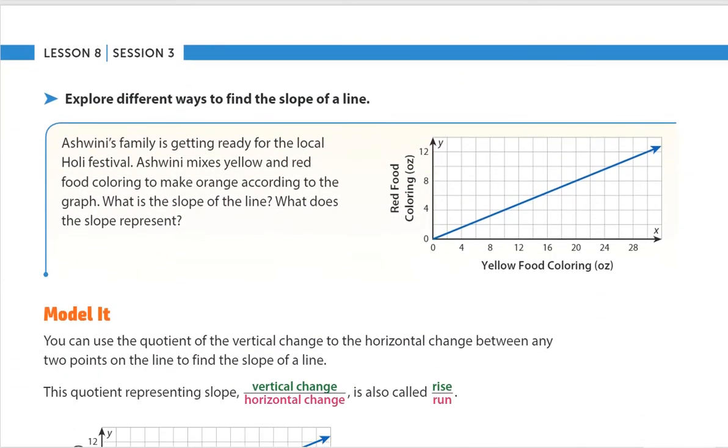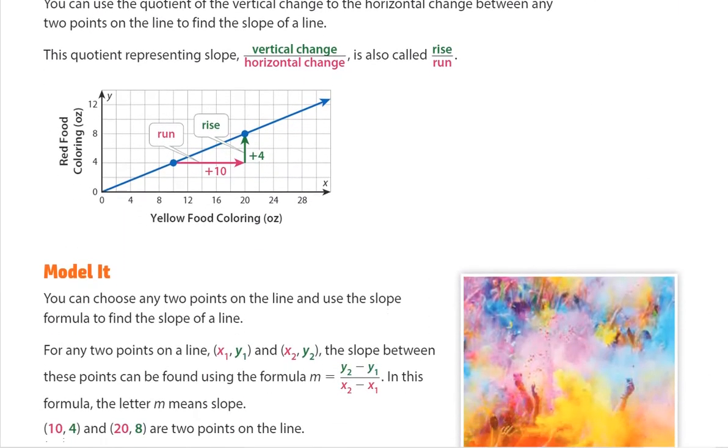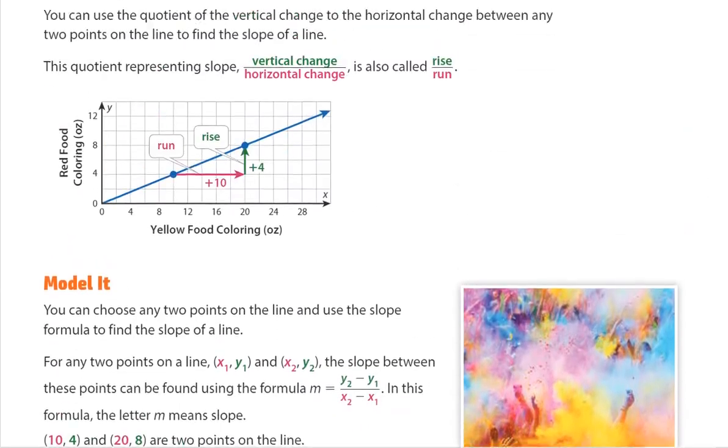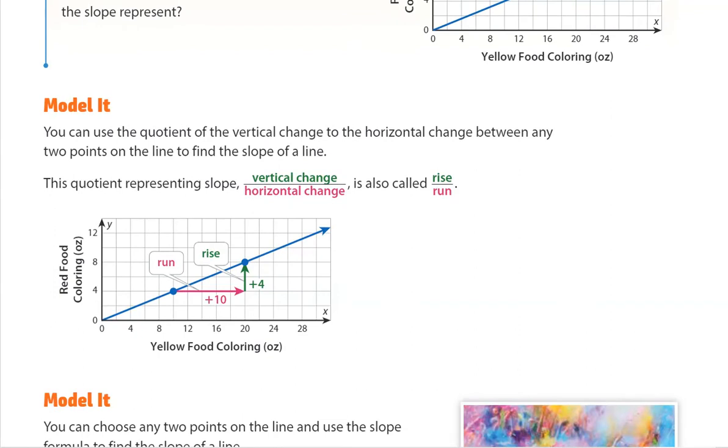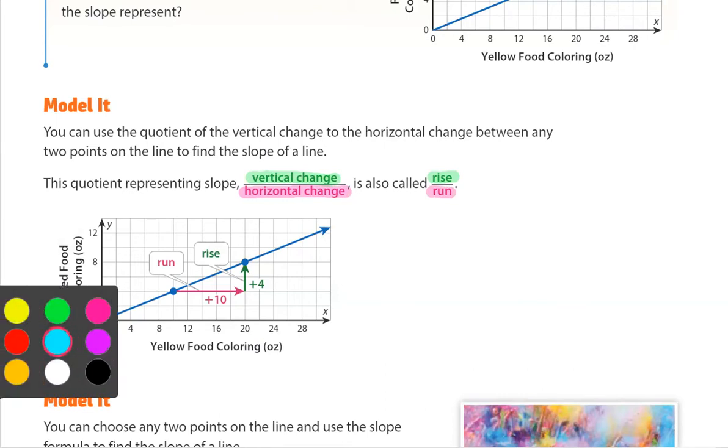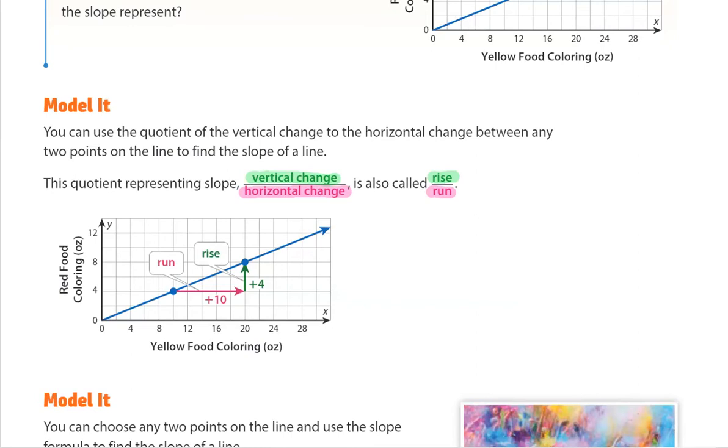Okay, now the model it. Ooh, look at the pretty picture. Very nice. So it says you can use the quotient of the vertical change to the horizontal change. But the vertical change, as you can see here, we can just describe as the rise. The horizontal change we describe as the run. And the quotient is that right there.